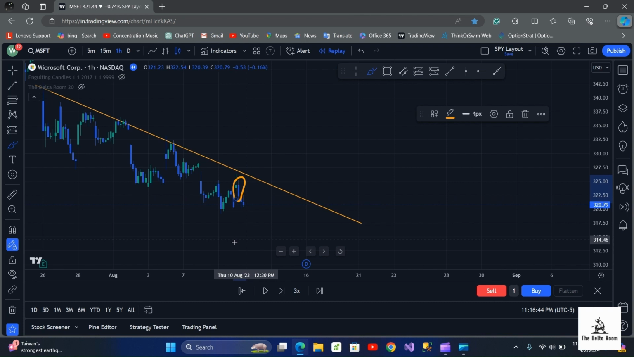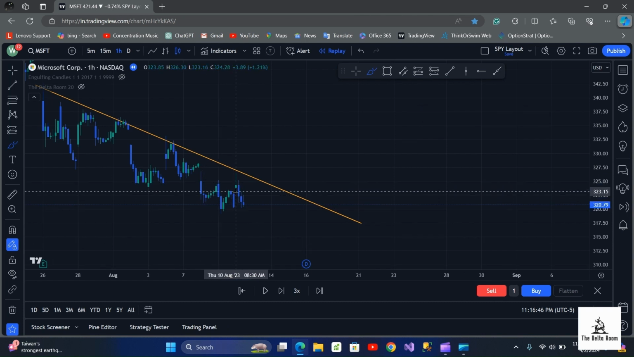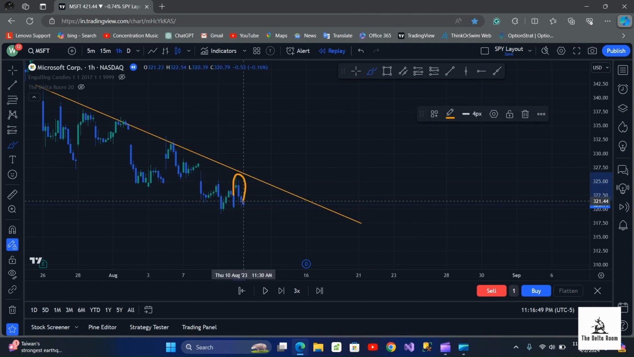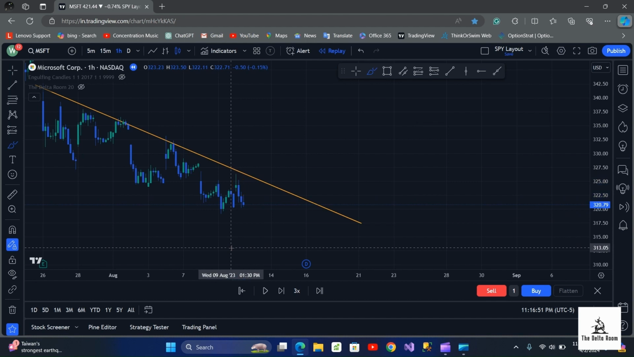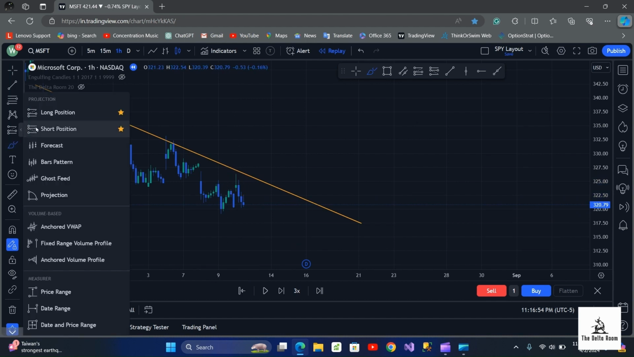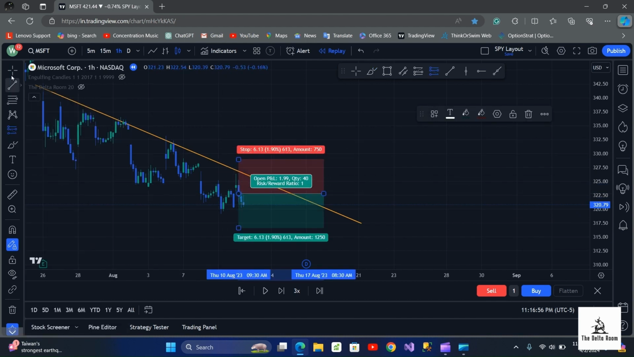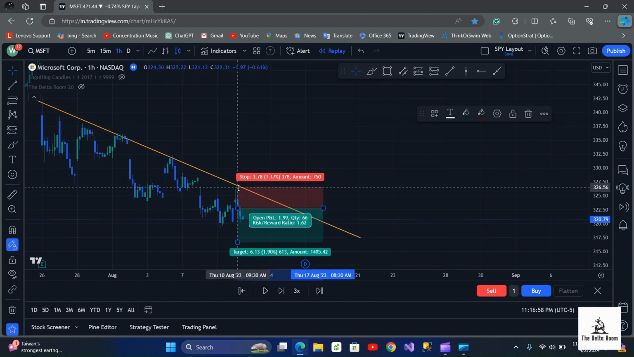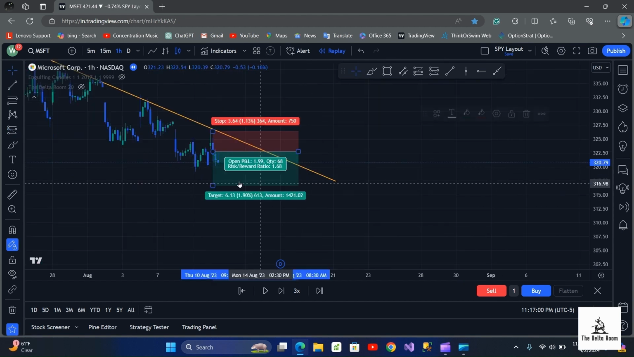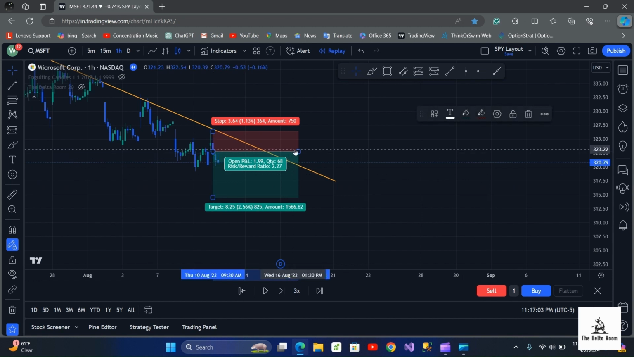Another big red candle, right? I'm just gonna refer to them as a red candle. So big red candle, this is a very bullish sign. So over here you can kind of do a short position, maybe like this, maybe like this, something like this, 1:2.